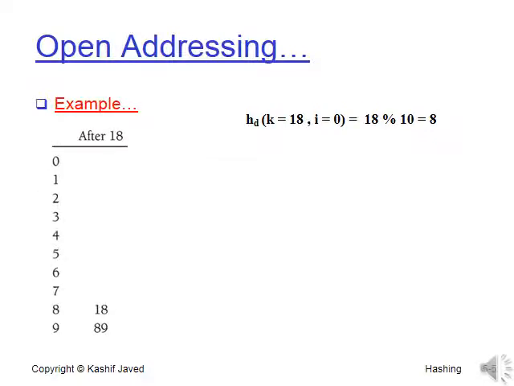Now let's insert number 18 into our hash table. The hash value computed for 18 by using double hashing, with sequence probing variable i equal to 0, is 8. Therefore, we insert number 18 into bin 8 of the hash table.